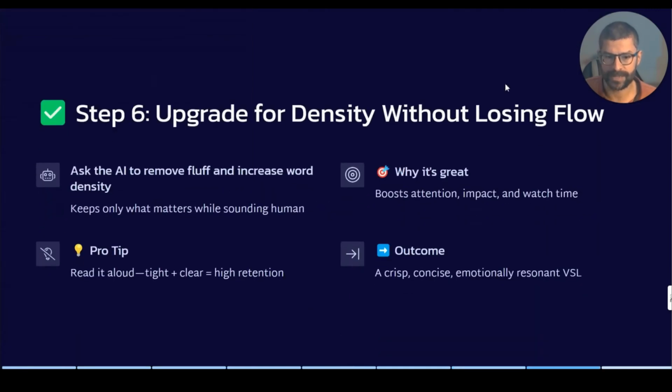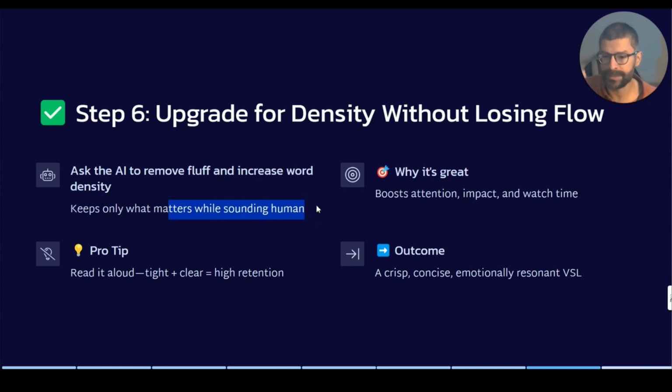And then step 6, it's a very interesting step that I got from Hormozi, by the way. It's upgrading for density. We've worked on the content first, what is inside the VSL, in a very tactical manner. And then we've worked on the flow, on the packaging, to make it easy to consume. And so at this stage, we want to work on impact. We want to upgrade for density without losing the flow. So basically, I asked the AI to remove the fluff, increase the word density, really keep only what matters, but still sounding human, still keeping the flow.